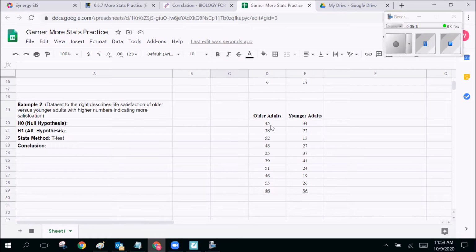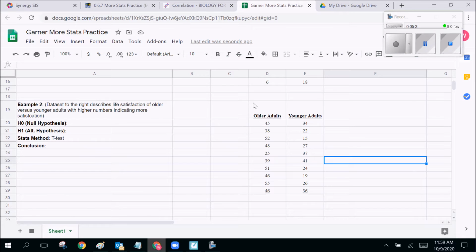We have a different data set. This describes two groups, older and younger adults. That's a qualitative variable, versus countable variables down here. These are going to be the quantitative variables. So we have qualitative and quantitative. This is going to be a t-test.